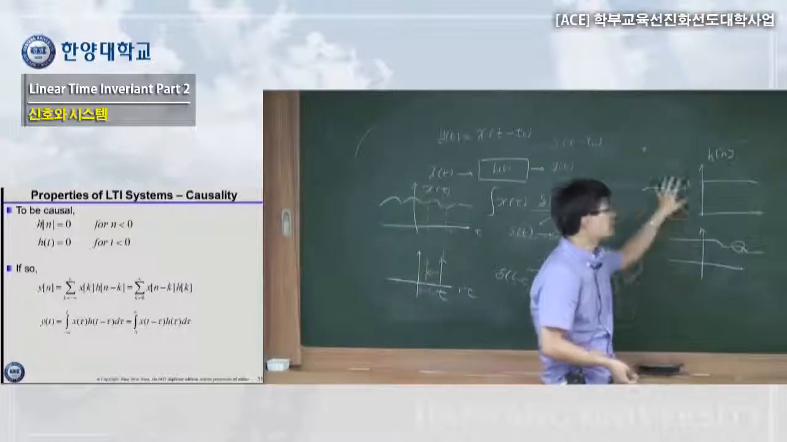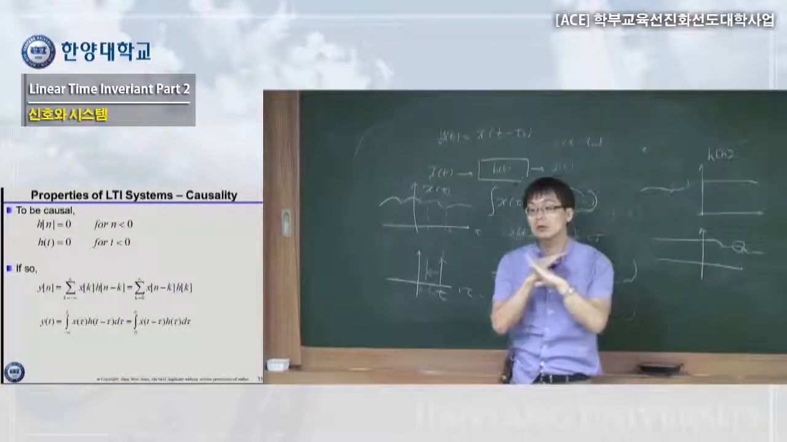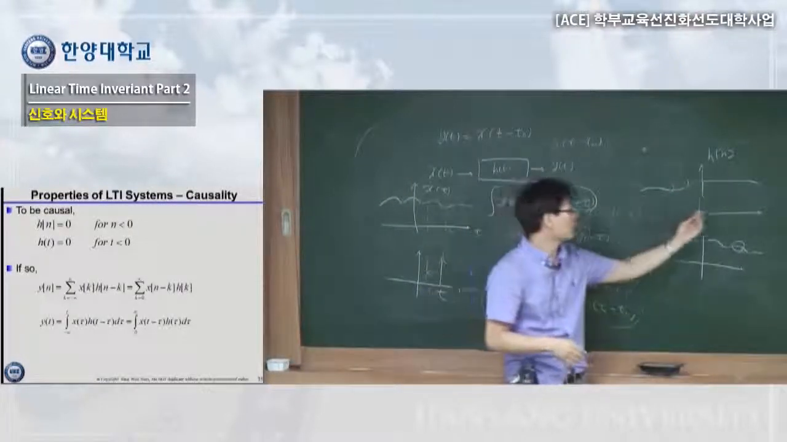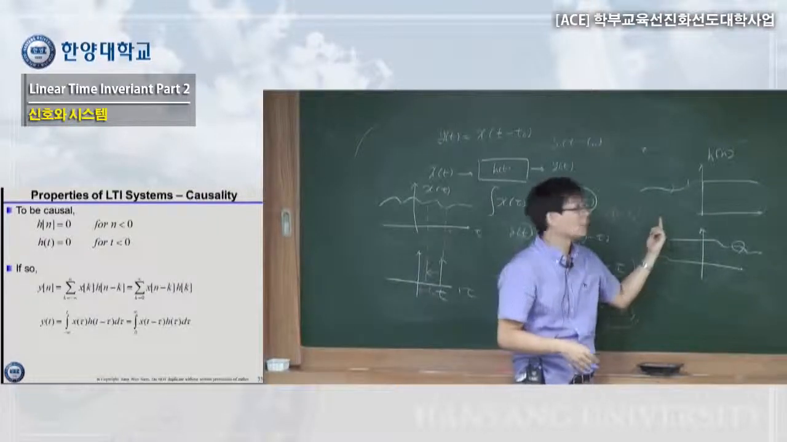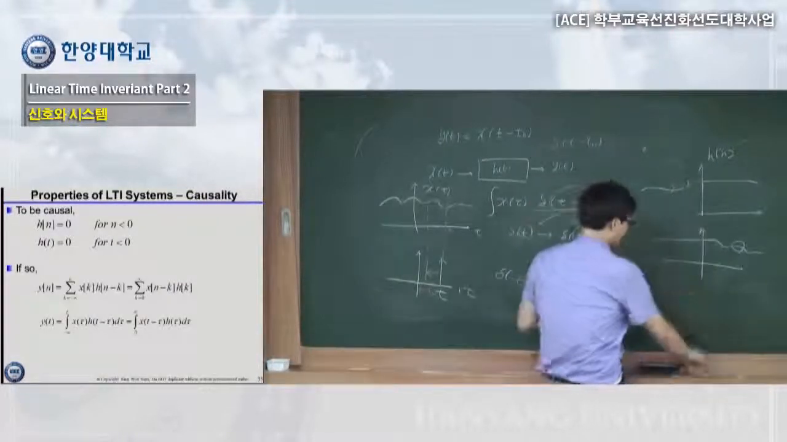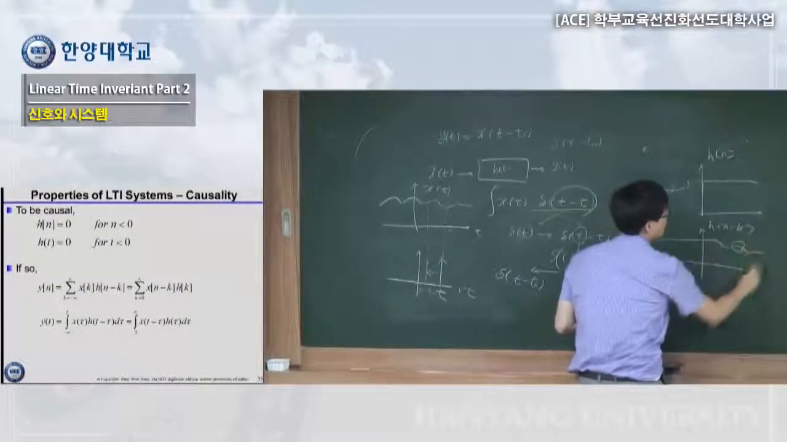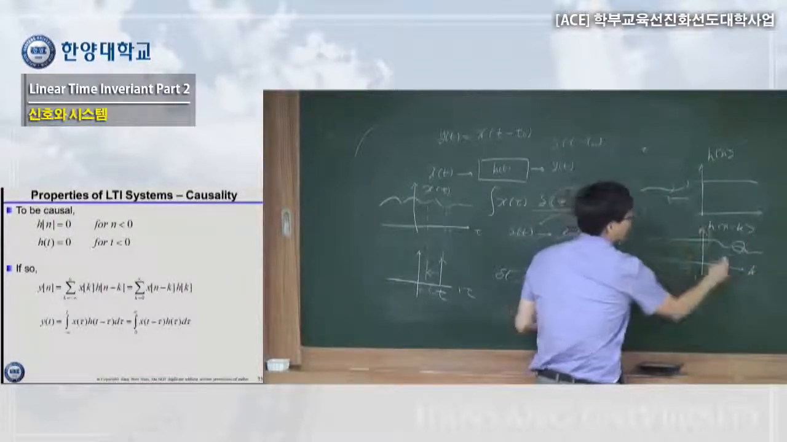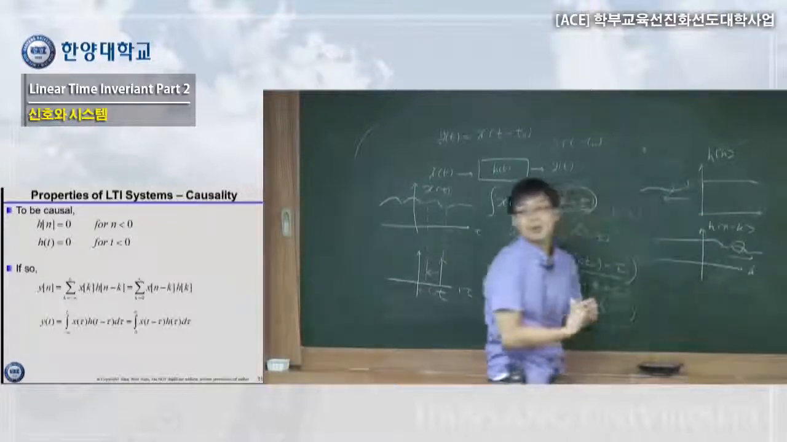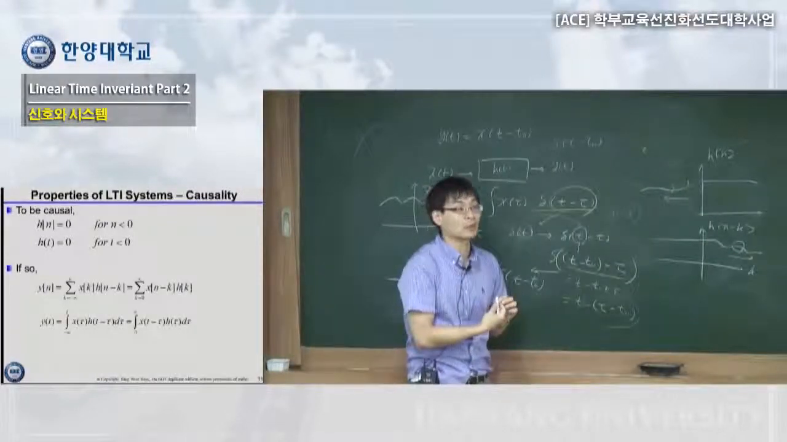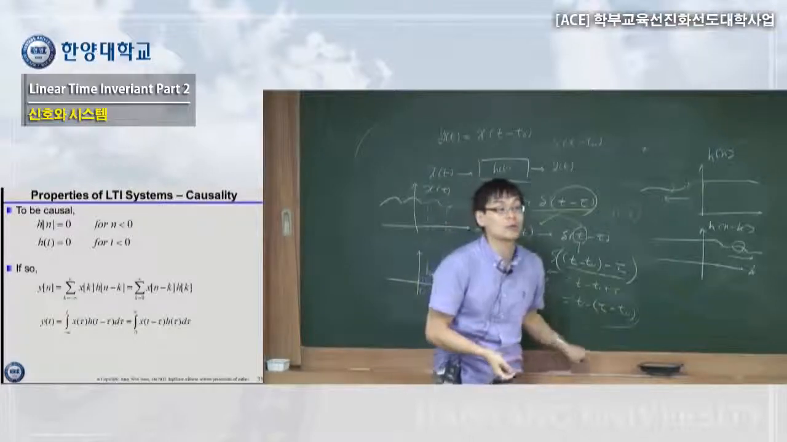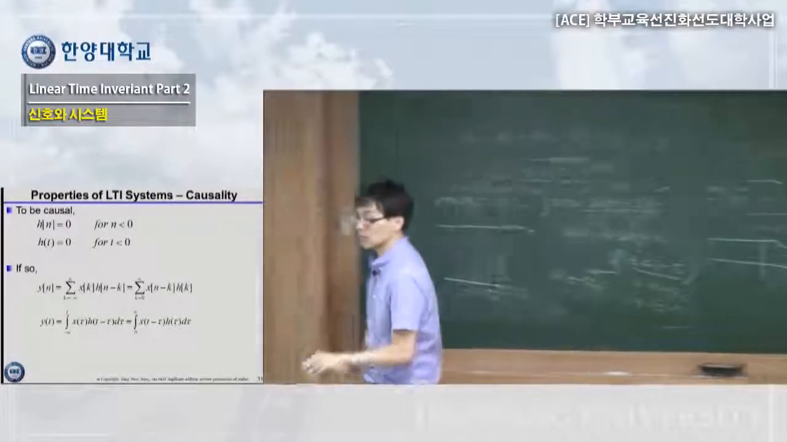Therefore, if this is not 0, they are not causal. To be causal, the value below 0 should be 0. Because when this one becomes h[n minus k], this one goes to here, which is the future information. You need the future information to get the output, which is not causal. If it is 0, then it is causal.